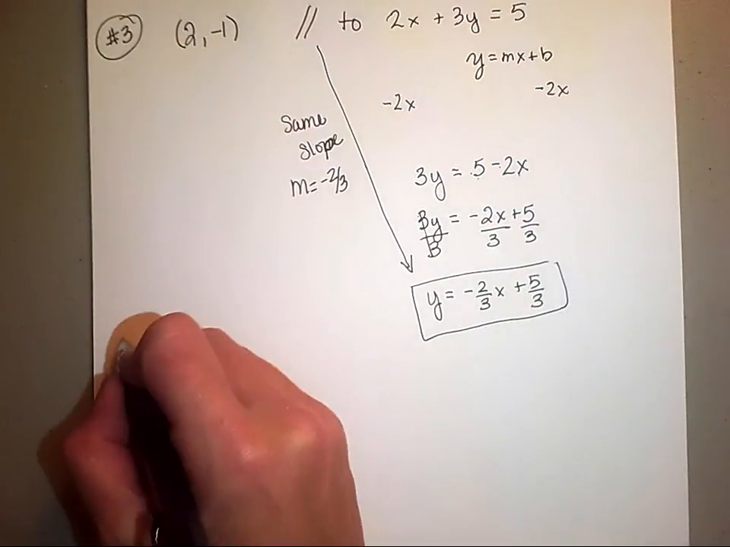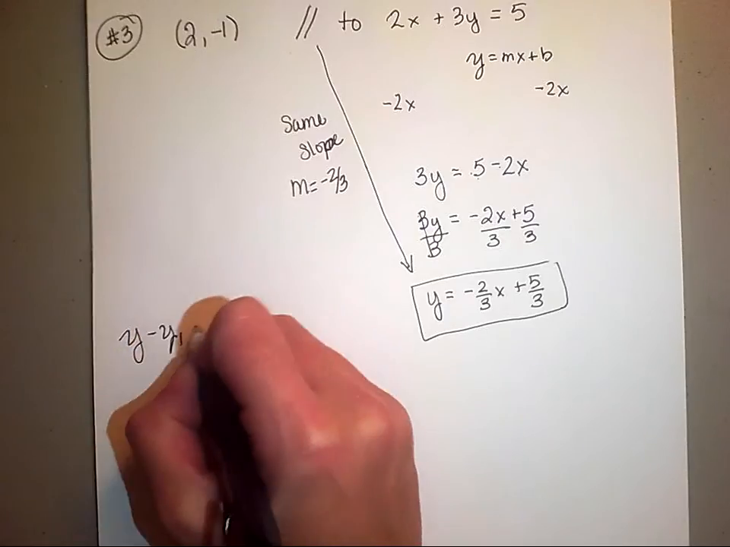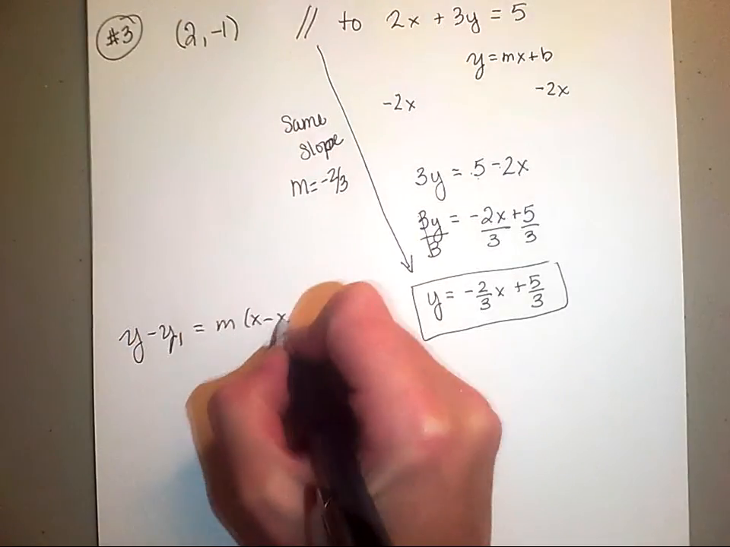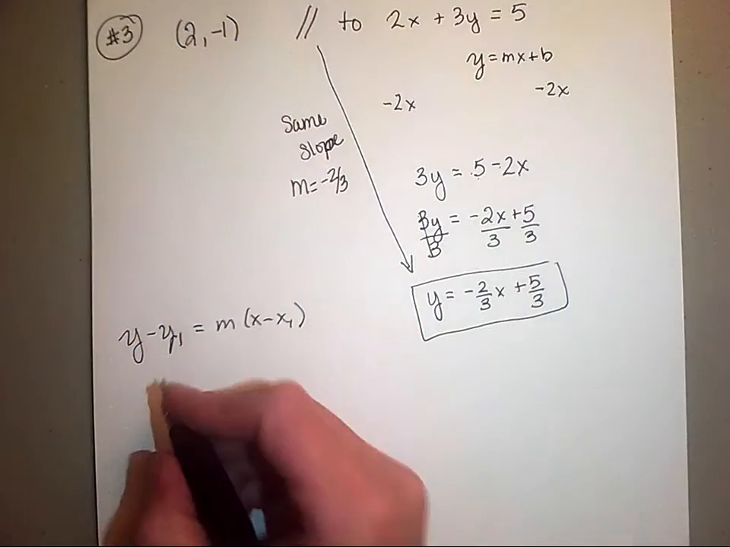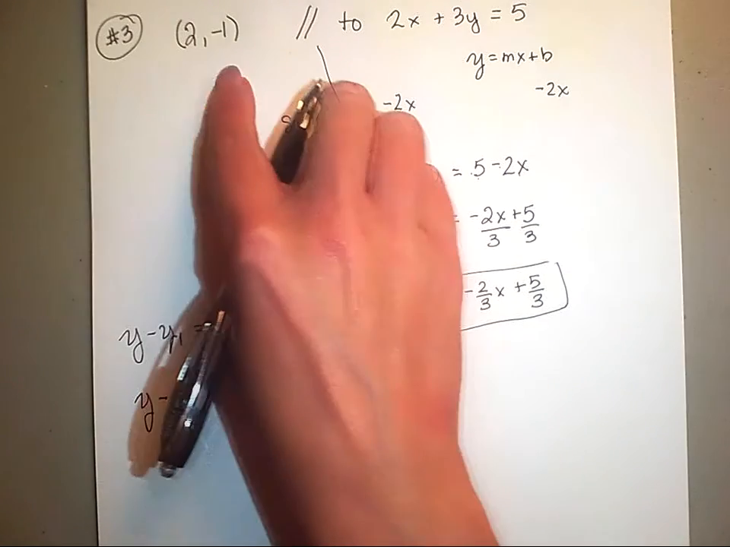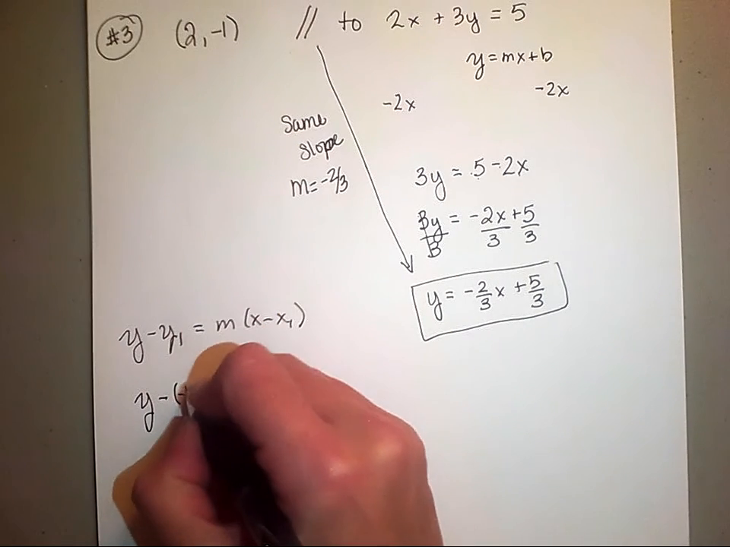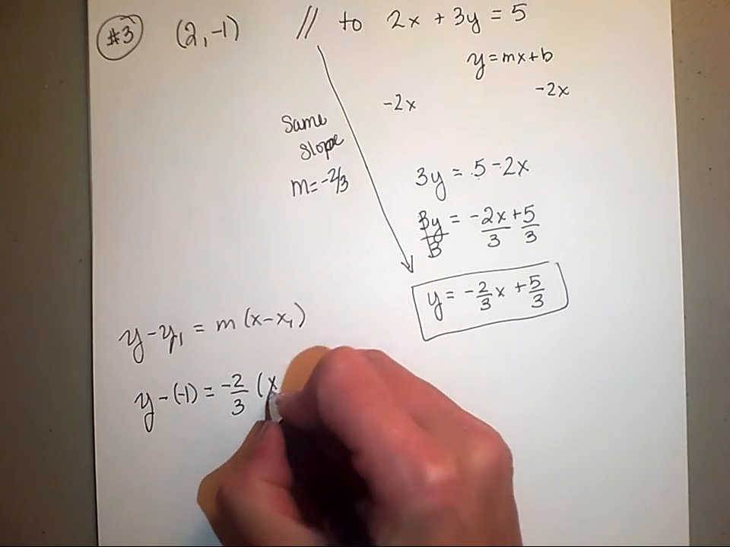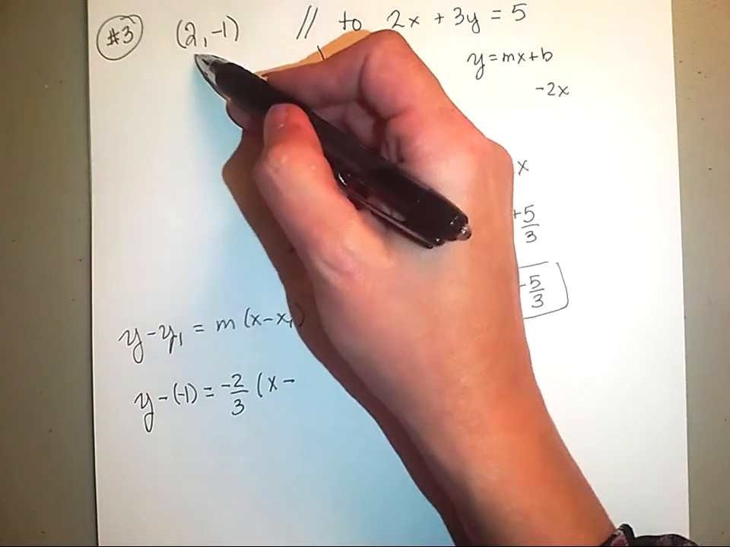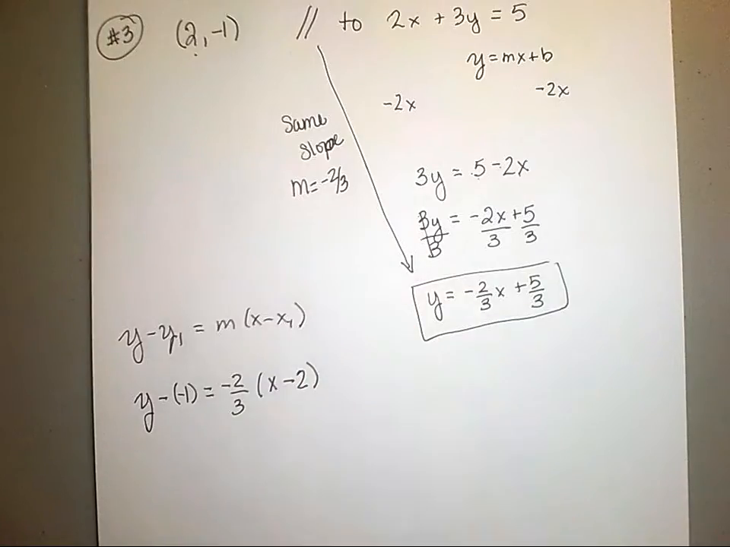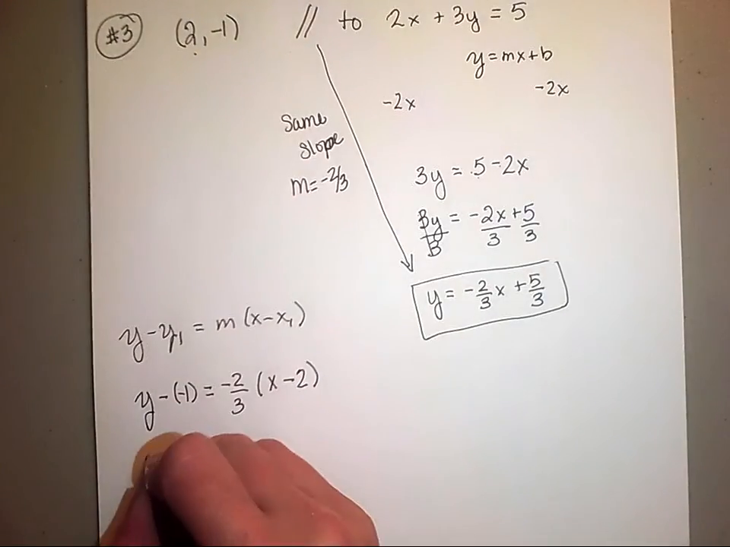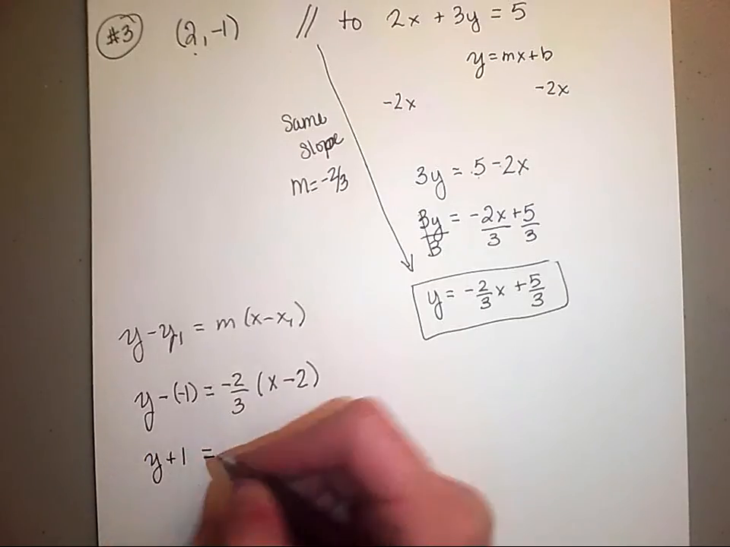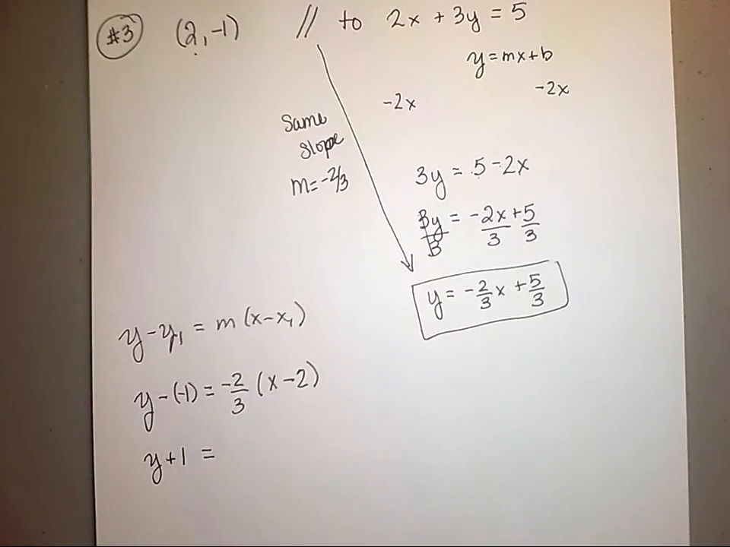Okay. Now we can begin. y minus y1 is equal to m times x minus x1. So y minus y1, which is negative 1, is equal to, using the same slope, negative 2/3 times x minus x1, which is 2. And now we'll simplify on the left-hand side. So this is y plus 1. Okay. And then we'll simplify on the right-hand side, distribute that negative through.